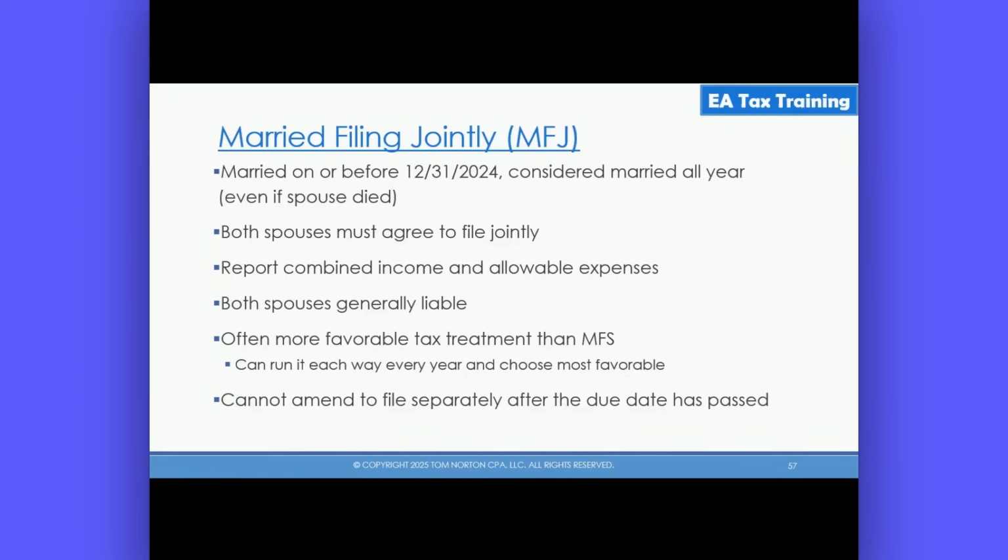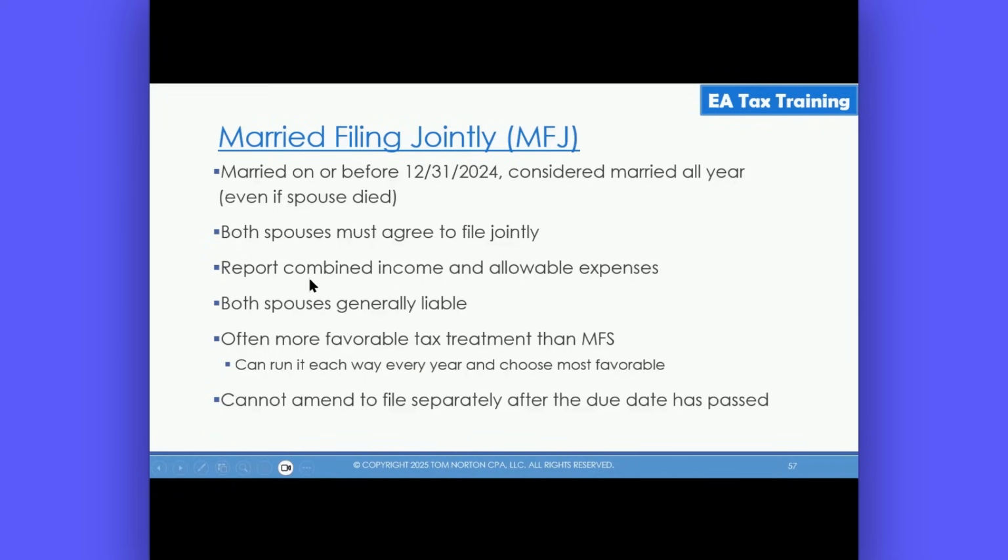So if you were single all year, and you got married on December 31st, 2024, you are considered married for all of 2024. And this is true even if your spouse died during the year. You are still considered married on December 31st, 2024. Also, both spouses must agree to file jointly. If either spouse does not want to file jointly, then you cannot file married filing jointly.